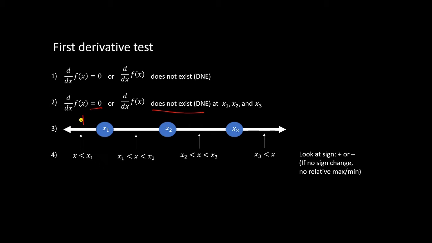So for example, say this is plus, this is minus, and this is plus. If there's a switch from positive to negative, this point is a relative maximum. If it switches from negative to positive, this point is a relative minimum. If the sign is the same on both sides, then there is no relative extrema at that point.